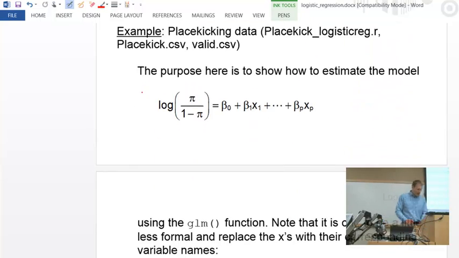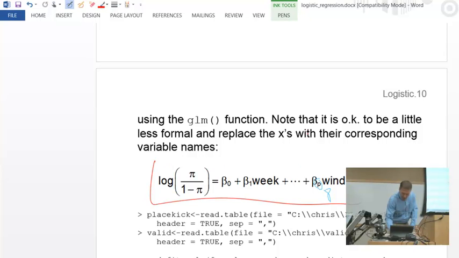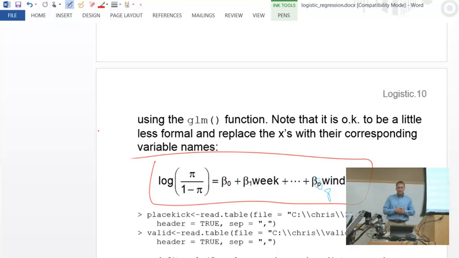Okay, so that takes us into an example. Just to get us exposure to how we actually estimate a model in R, we're going to use, again, the place-kicking data set. What I'm interested in doing is estimating this particular model. Please note the little small change there. It's on page 10. I've simply replaced the x's with what the actual variables are for our data set. That's okay to do. If you don't want to replace the x's, that's okay, as long as you define what the x's are. So I'm trying to estimate log of pi over 1 minus pi as a function of weak, distance, wind, and so on. Okay. Let's estimate that model.